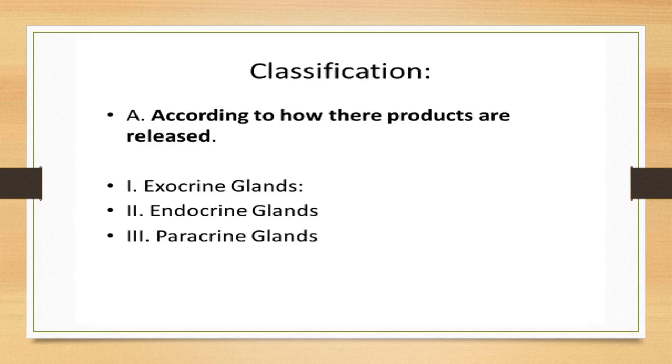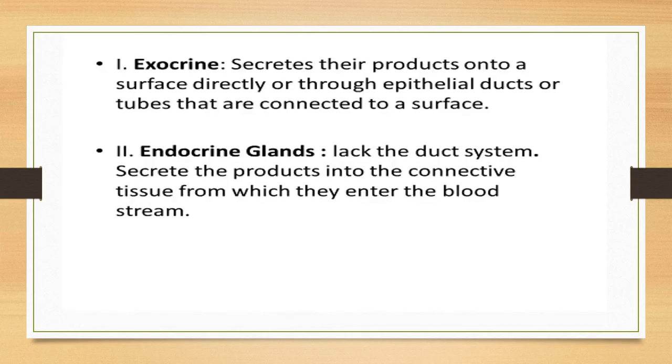Now, how do we classify the glands? Broadly, the glands are classified according to the products they release into exocrine, endocrine, and paracrine glands. The exocrine glands secrete their products onto a surface directly or through epithelial ducts or tubes that are connected to a surface. So it means that exocrine glands must have a duct system to secrete their products onto the surface or to the area of destination.